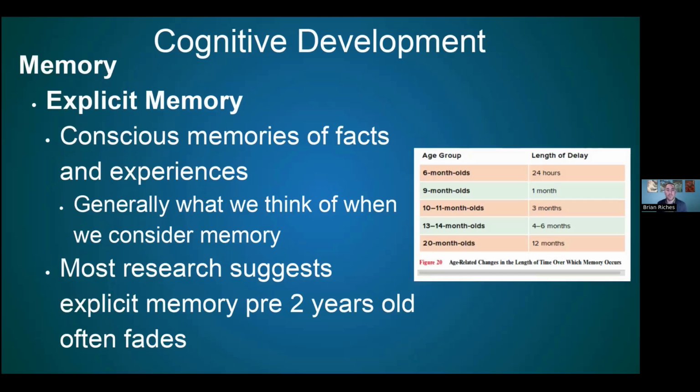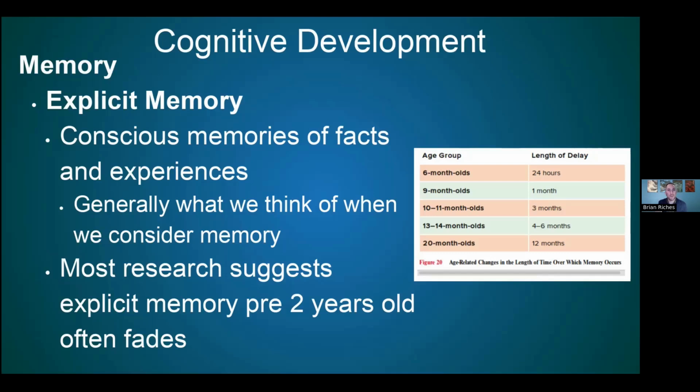It's a conscious memory of facts, experiences. So if I say, what happened on your fifth birthday party, that would probably be an explicit memory. It's something that you have a conscious awareness of what happened. Most research does suggest that we don't really have many explicit memories from the time we are younger than two. Part of that is down to the brain still figuring out how to make memories.